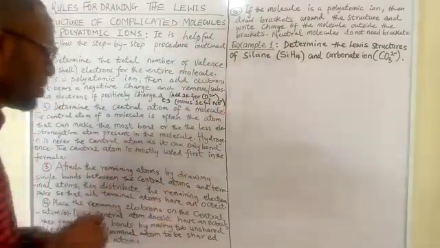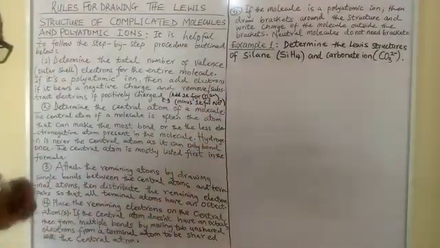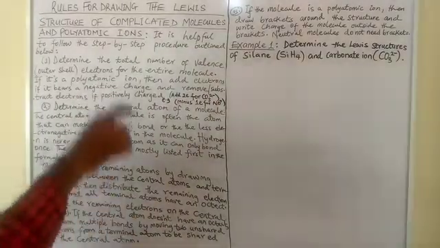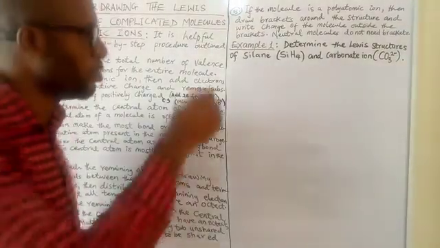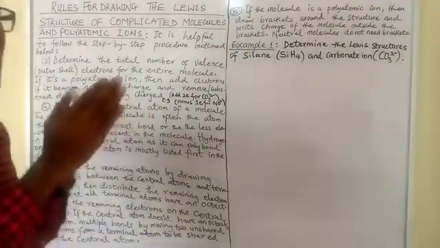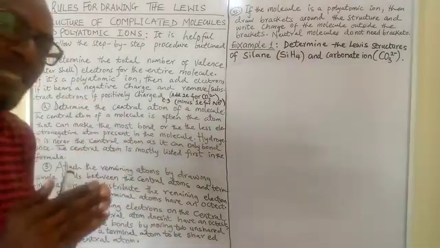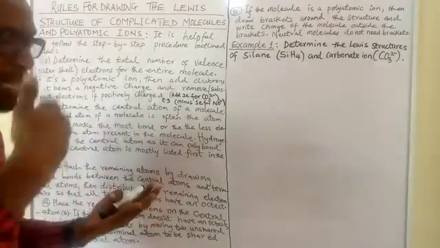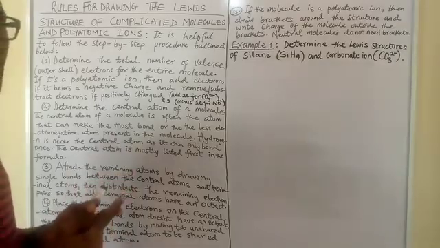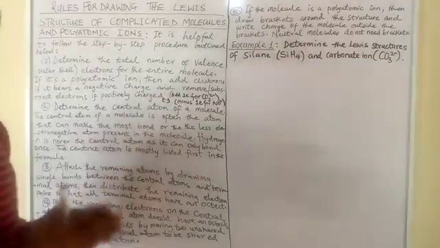So when you have been able to satisfy the octet of all the terminal atoms, you move to step 4, which tells us to place the remaining electrons on the central atom. So if you still have electrons remaining, you place them as lone pairs on the central atom. When you have done that and you still didn't satisfy the octet of the central atom, the next thing that should come to your mind is to start thinking about the possibility of creating a multiple bond, a double bond, a triple bond, as the case may be. The ultimate idea is to satisfy the octet of all the atoms in that molecule.